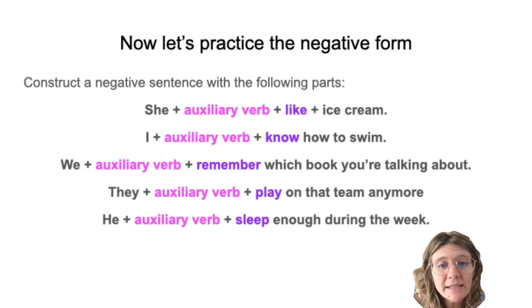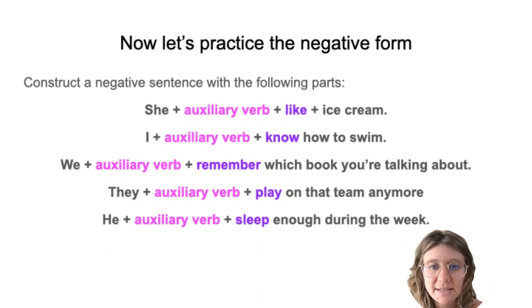So now we're going to practice the negative form, constructing sentences with the following parts. So we're using an auxiliary verb and a main verb, as well as, of course, the subject. So again, I will read through them. You can pause the video, and when you're ready, you can look at the answers.